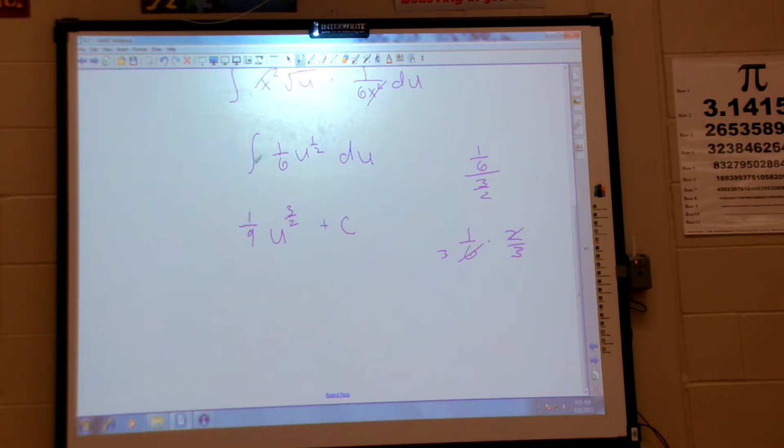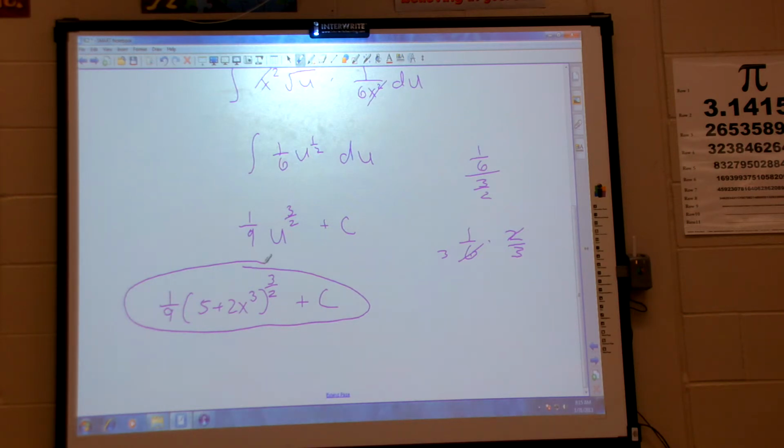Once you take an antiderivative, that integral is no longer there, because that's what that integral is telling you to do. Took an antiderivative. Now all I do is plug back in for u. Was it 5 plus 2x cubed? Yeah. And I'm going to leave that as to the 3 halves. Voila. Not too bad. And boy, if only there was some way to check this.